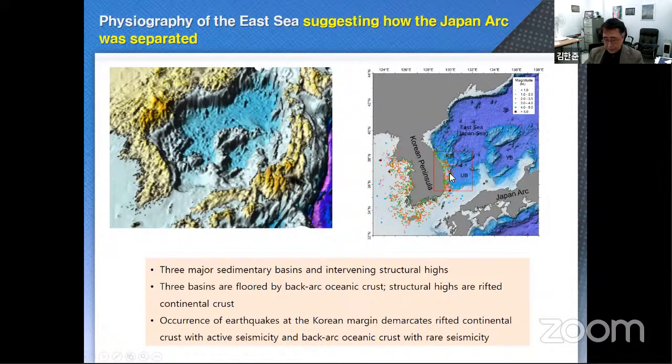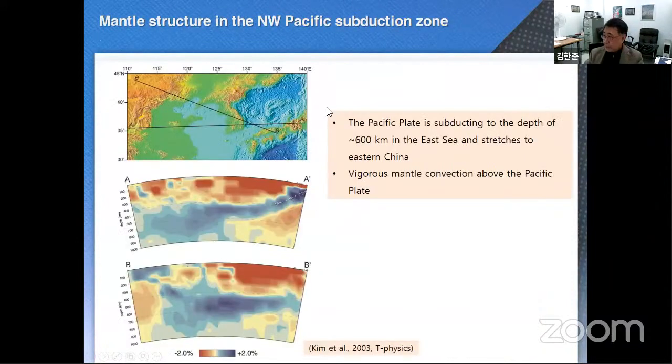And we can see that the earthquakes offshore the Korean Peninsula occur mostly in lifted continental crust, but extremely rare earthquakes in the region of back-arc or oceanic crust. A global tomography shows, as you expect, that the Pacific plate is subducting under the Japan Arc and goes all the way across the East Sea and extends to the eastern part of China.